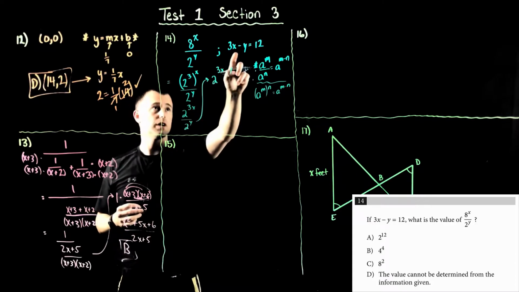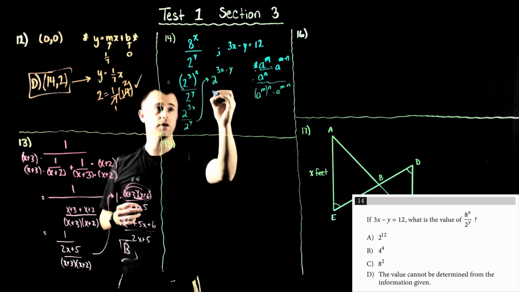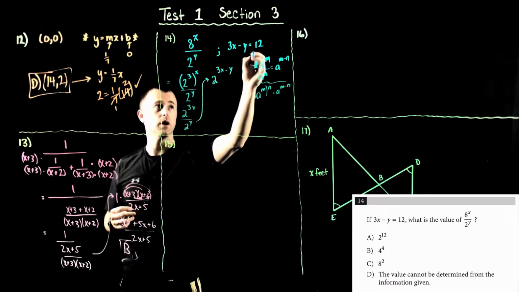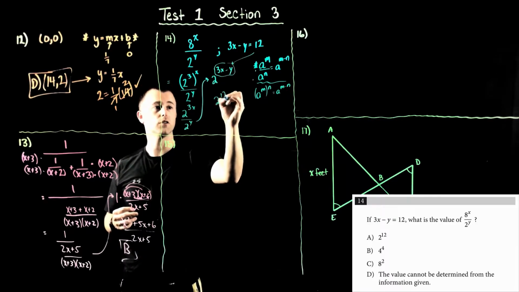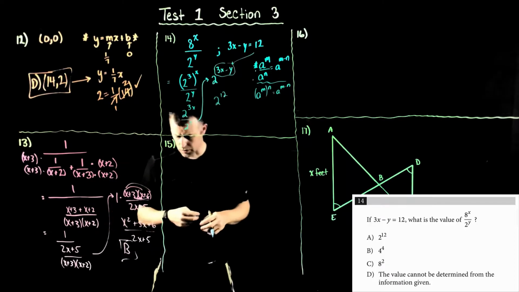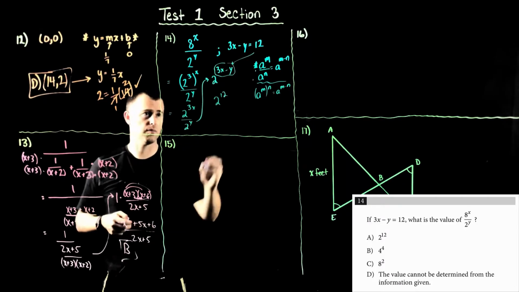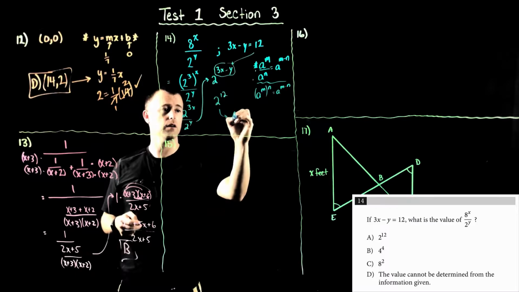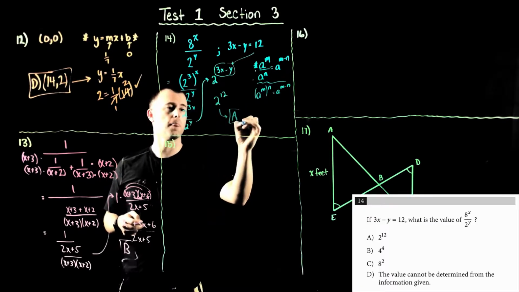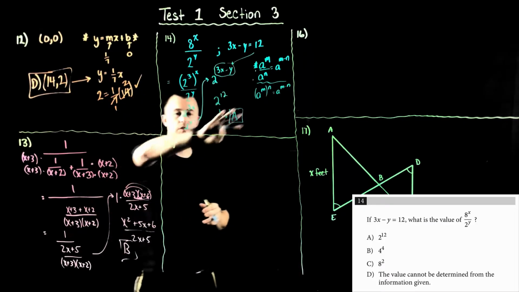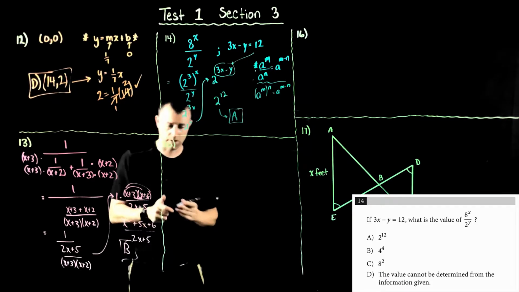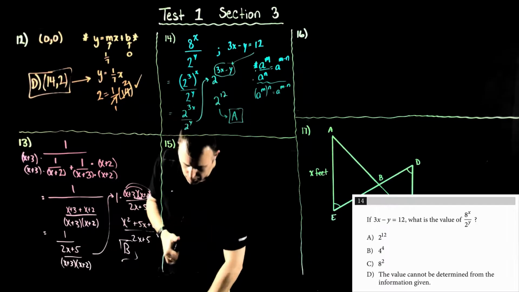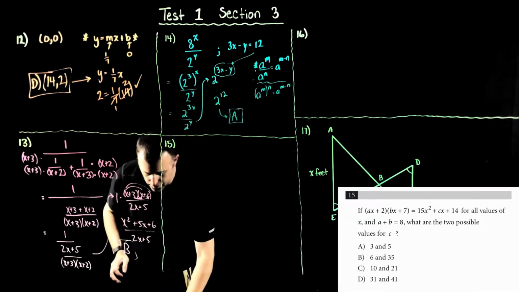So now we know 3x minus y, well that equals 12. So this, 3x minus y, is just going to become 12. So this is 2 to the 12. So answer choice A is going to match that. So this is A for number 14. So again, mostly here they're testing your exponent rules. And there are other exponent rules that you need to study, but those are the two being tested on number 14. All right, moving on to number 15.